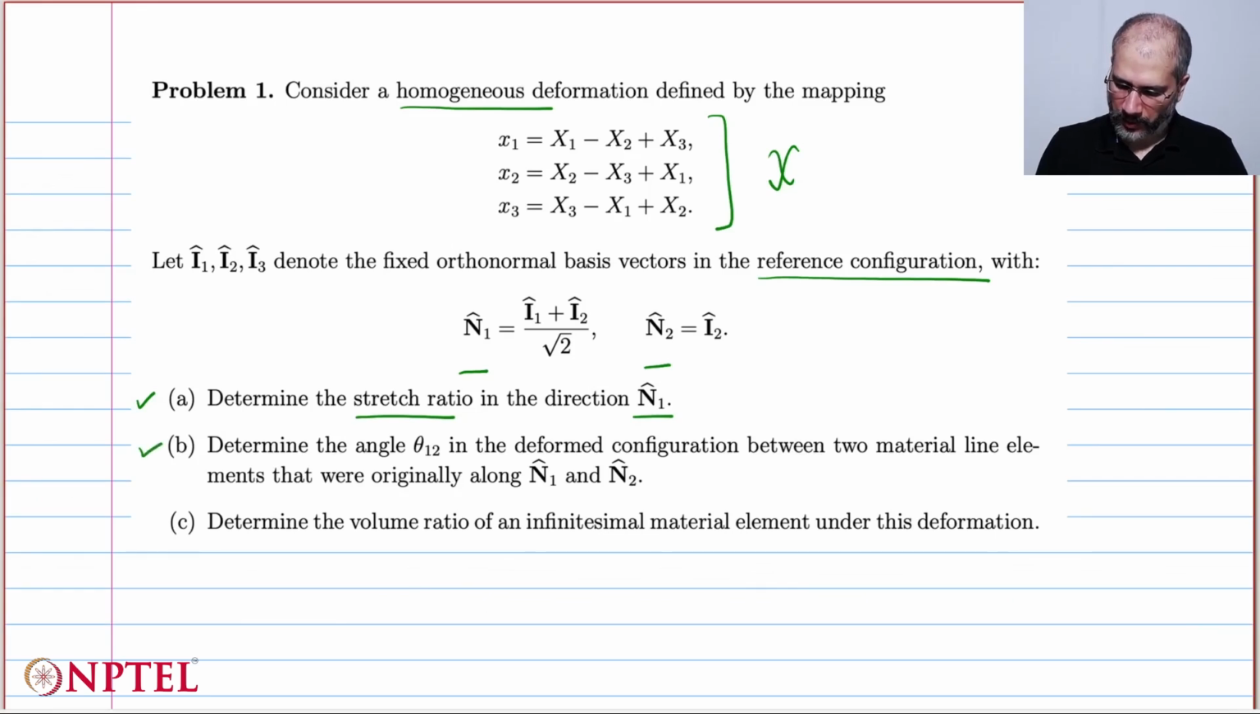Secondly, we have to determine the angle theta 1, 2 in the deformed configuration between two material line elements that were originally in the n1 and n2 directions. And thirdly, we have to determine the volume ratio of an infinitesimal material element under this deformation. So let's start with part A.